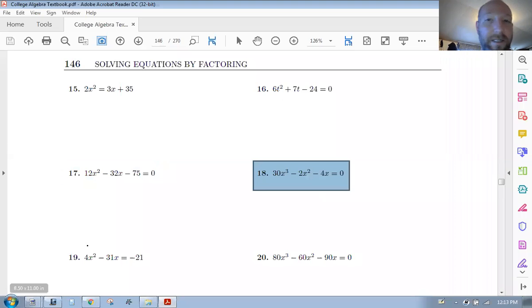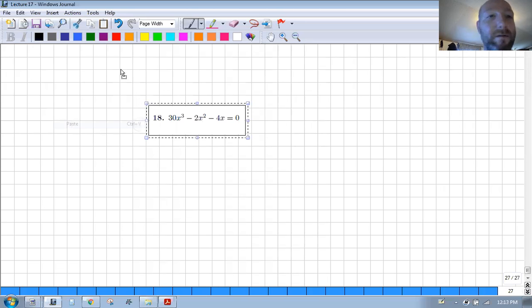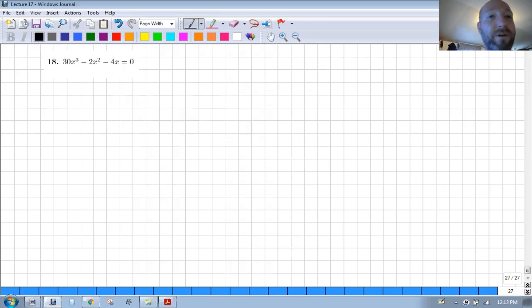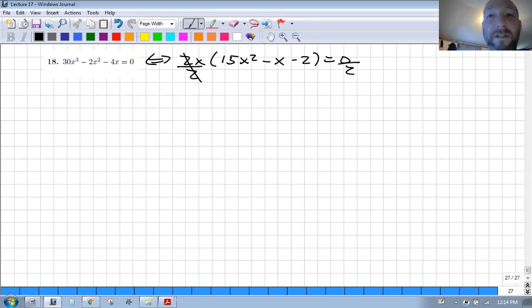All right, let's look at 18 here. I can pull a 2 out of everything. That'll make things a little simpler. I can pull a 2x out. Let's do that, a 2x. So that would give me a 15x squared minus x minus 2. Okay. This 2 over here isn't doing anything. I can divide everything by 2. This is still 0.